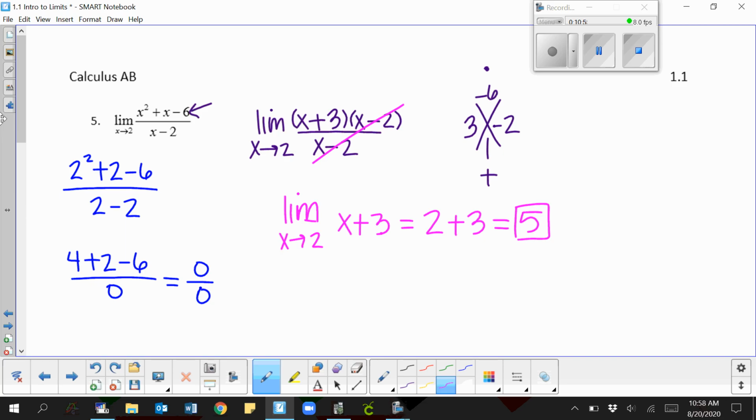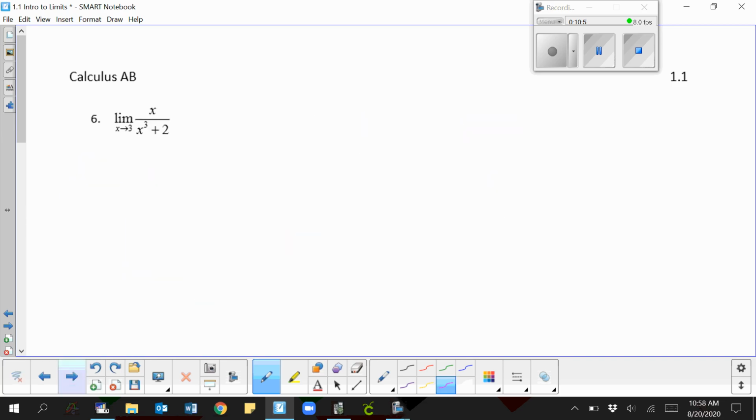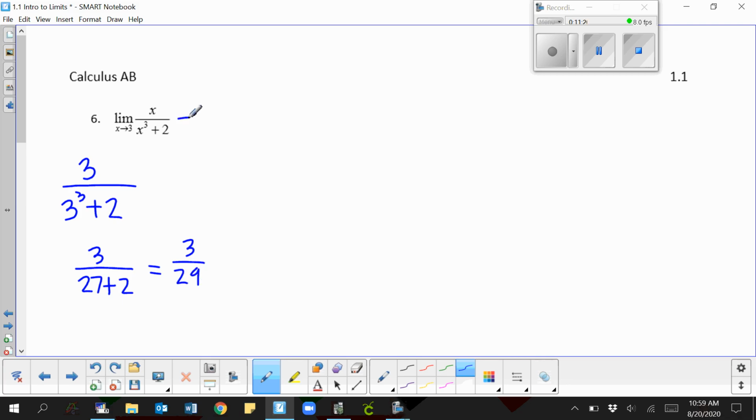All right, let's look at 6. The limit as x approaches 3. So let's start by plugging in 3. That means I'm going to have 3 over 3 cubed plus 2. So 3 over 27 plus 2, or 3 over 29. And that is a number, so that is our answer there. We don't have to do anything else. So it's 3 over 29.